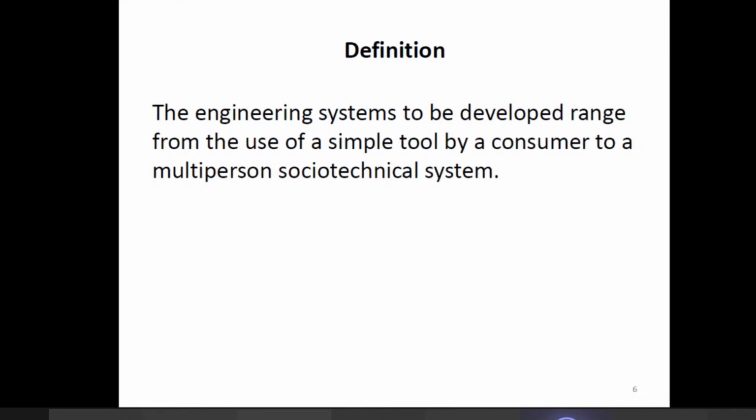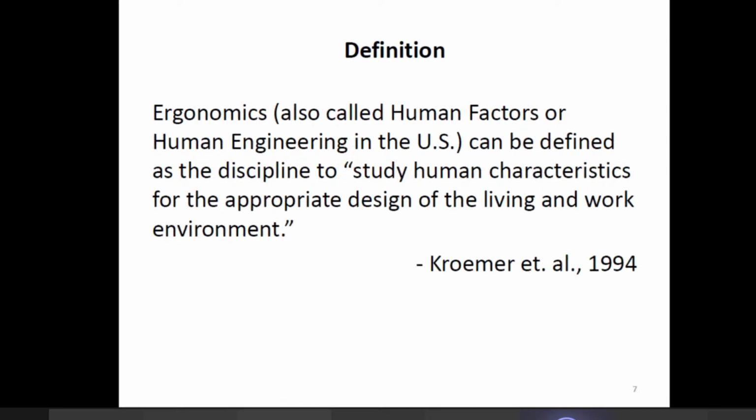Something like that. Okay, so another definition by Cromer. Cromer is a famous author of ergonomics books, right? Our textbook is also by Cromer. He said that ergonomics, also called human factors in the US, or human engineering, can be defined as a discipline to study human characteristics for appropriate design of the living and work environment. So we are studying the character of the human, so that we can produce designs to make our lives much better, and to make the work environment, the workplace, much better, right?